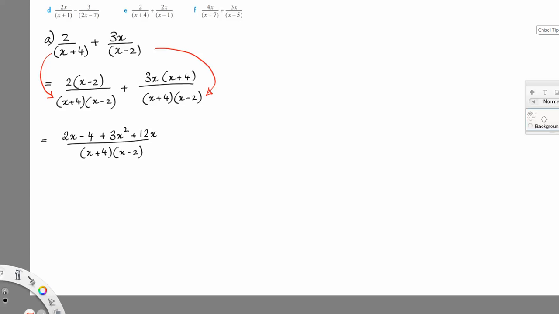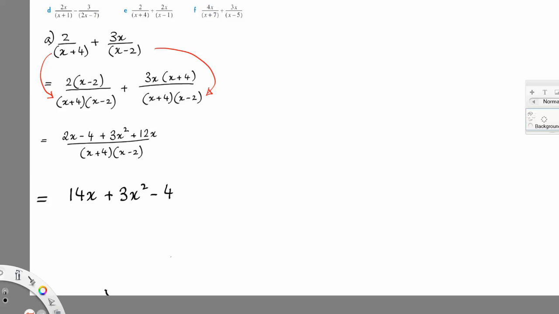Okay, so last step is just to tidy up that top bit. So I've got x's, x squareds, and I've got a -4 there. So the only thing I can do really to consolidate that and tidy it is to group the 2x and the 12x. So that'd be 2x plus 12x is 14x. It doesn't matter what order I put it all in. So 2x plus 12x is 14x. Now I've got a plus 3x squared, and I've got a -4.